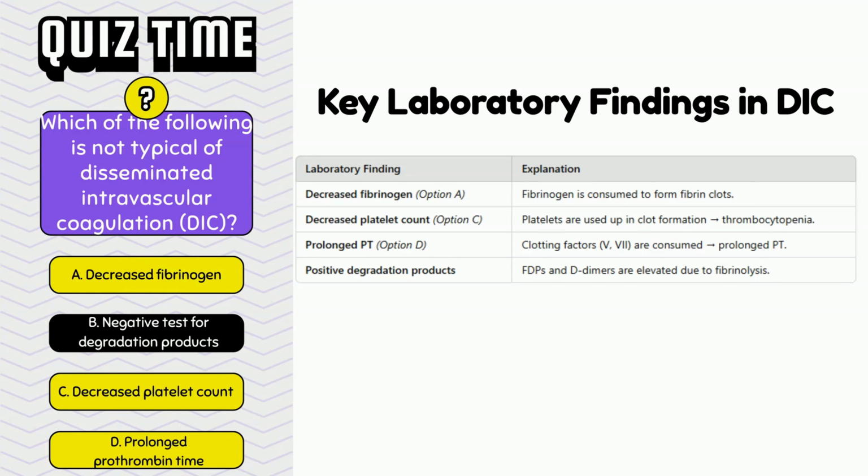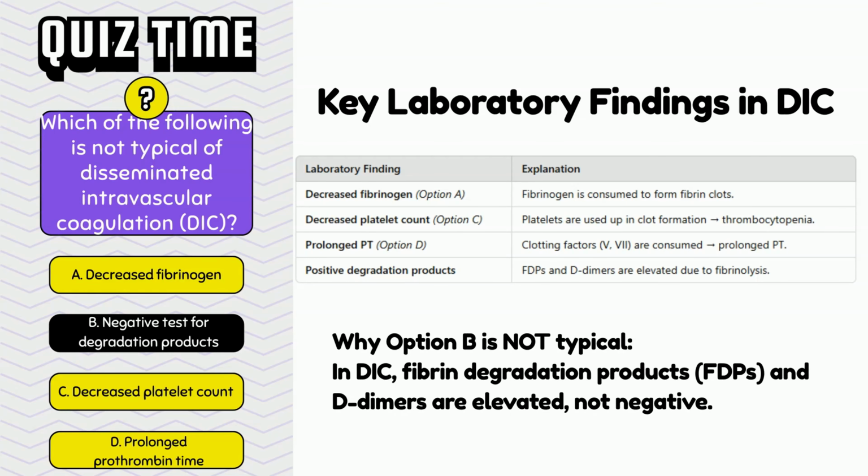D. Prolonged prothrombin time, PT. The consumption of clotting factors, such as factor VII and others, in DIC leads to prolonged PT because these factors are essential for the extrinsic pathway of coagulation. Why B is the correct answer? Negative test for degradation products.